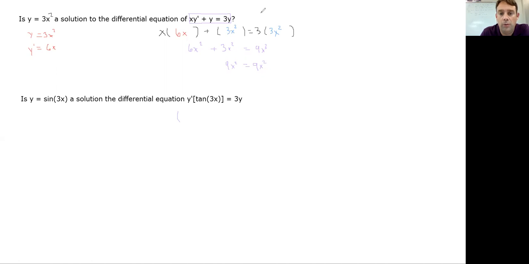All right, let's see how we do here. So y prime, we're going to figure it out, times tangent of x, equals 3y. I guess I never did answer the top one.